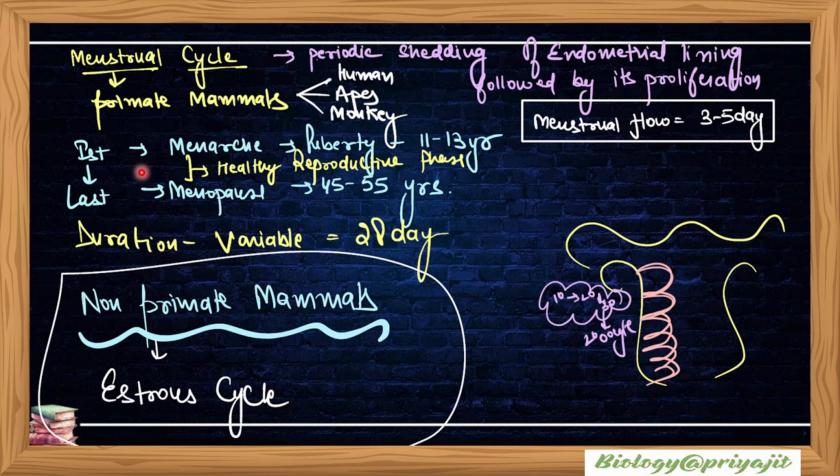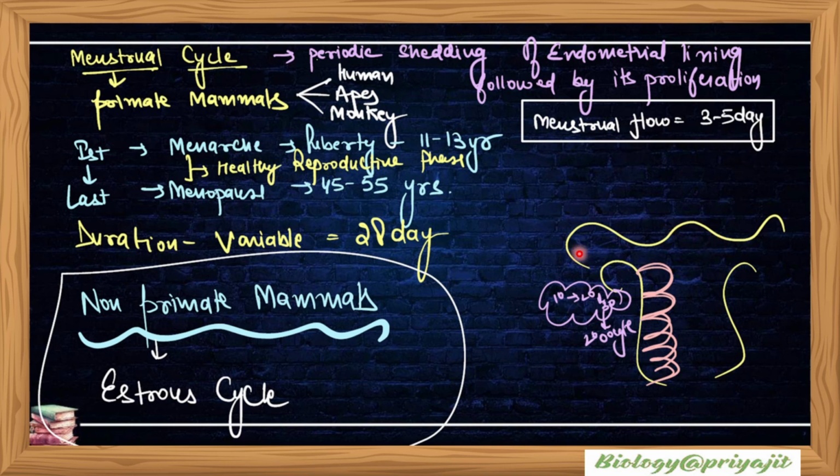But the menstrual cycle eventually ends. The last menstrual cycle is known as menopause. It occurs between 45 to 55 years, and the cycle duration is usually 28 days. Among the non-primate mammals, the estrous cycle is found. Menstrual flow varies between 3 to 5 days.